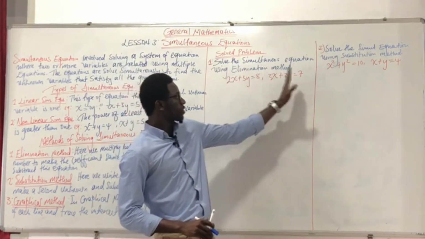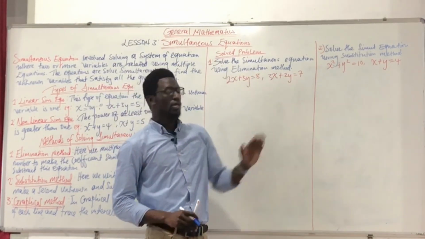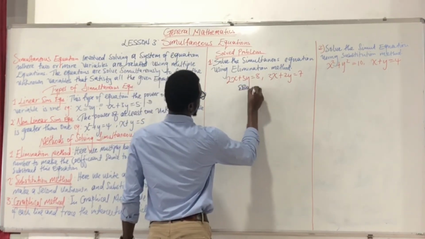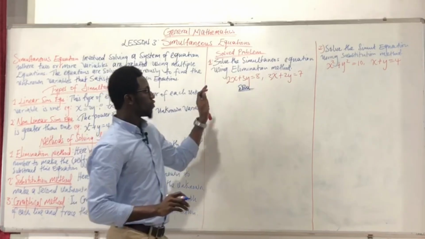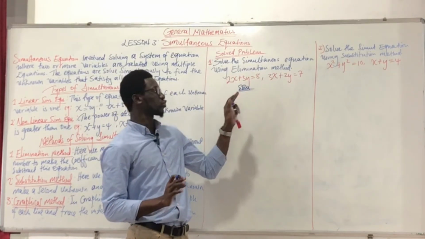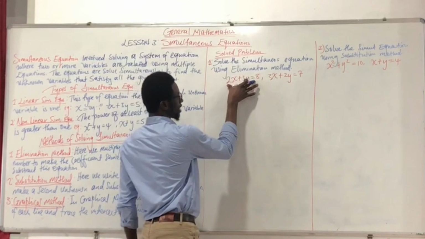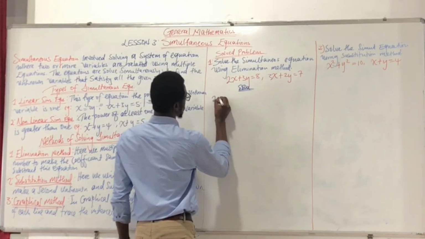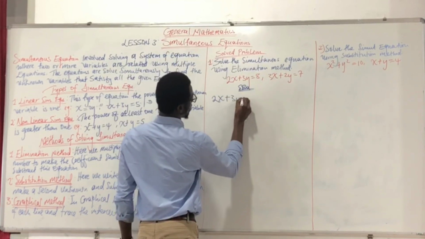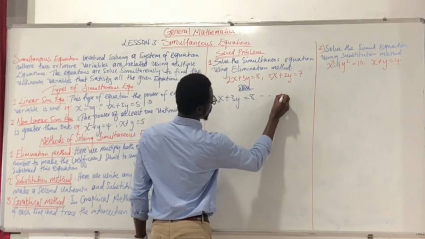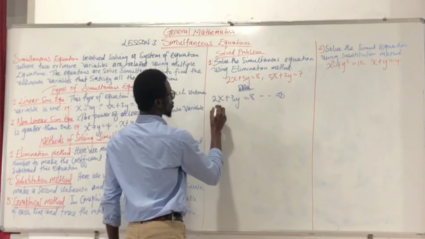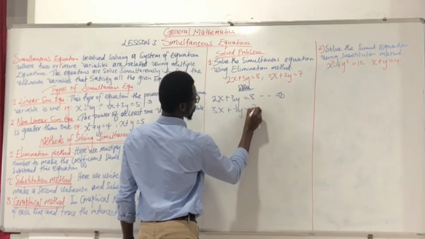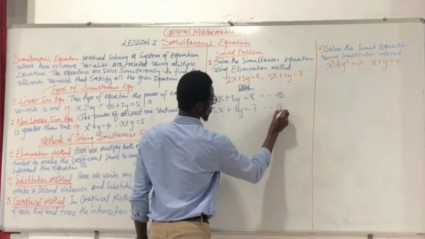This says: solve the simultaneous equation using the elimination method. So to solve this, we'll first label the equations. We refer to the first one as equation 1 and this as equation 2. So we can say 2x plus 3y equals 8, equation 1. And this one is 3x plus 2y equals 7, equation 2.